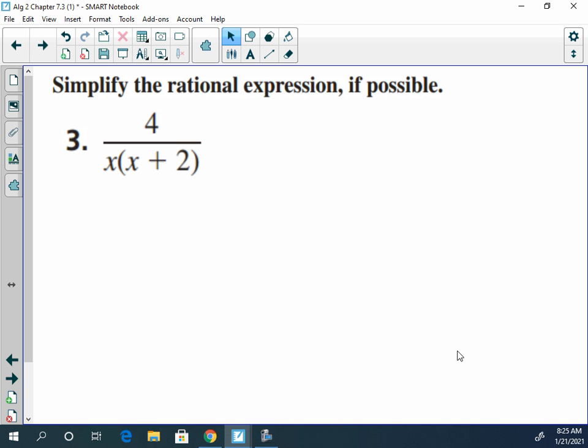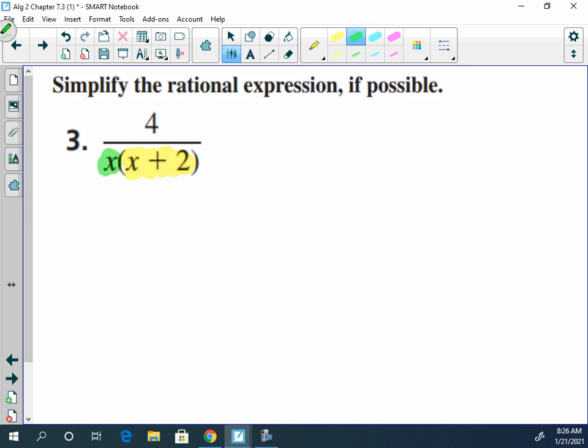So what's in common on top and bottom? Because we do have the 4 and 2, right? But what is the 2 with? X. So x plus 2 is one whole term, because anything we add or subtract is connected as a whole. So if I was going to simplify the x plus 2, I would need x plus 2 on top, yes? Do we have x plus 2 on top? No.